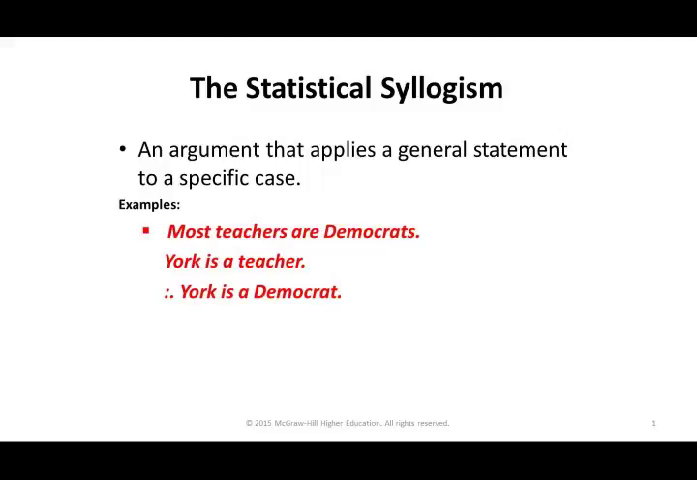So let's give an example. Most teachers are Democrats. York is a teacher, therefore. By the way, those three little dots there, that's a logical shorthand for the word therefore. It's a symbol for the word therefore. I don't know what it functions as in math, but in logic, that's what it does. So when you read that in the middle of an English sentence, my guess is that's what's going on. Anyways, this is an example of a statistical syllogism. I'm using a probability or a statistic, this general statement that most teachers are Democrats, and I'm applying it to a specific case. That specific case is York being your teacher.